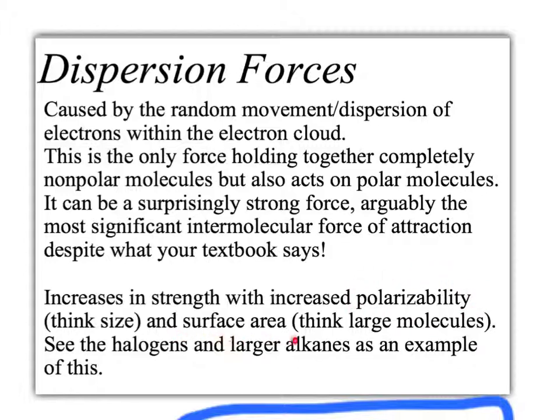Another thing would be surface area. So think very large molecules. In surface area, people often tend to think, well, this is just my mass here. But it has a little bit more to do with the surface area being able to come in contact with the surface area of another molecule than it actually does with the mass. But things with large surface area are large molecules, so the points often end up getting muddled together. So we can see the halogens as a great example of this. We could see larger alkanes as a great example of this.